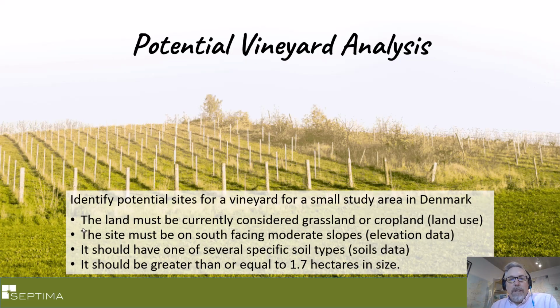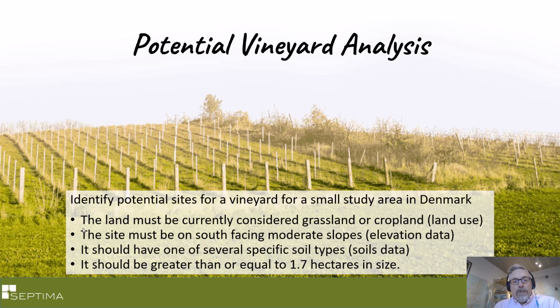So in this course, you're going to be conducting a potential vineyard analysis. You're going to identify potential sites for a vineyard for a small study area in Denmark. You have 4 criteria that you have to work with. The land must be currently considered grassland or cropland, so that will come from a land use raster data set. The site must be on south-facing moderate slopes. That will come from elevation data, and you'll derive both slope and aspect from that elevation data so that you can determine which are moderate slopes and which are south-facing.